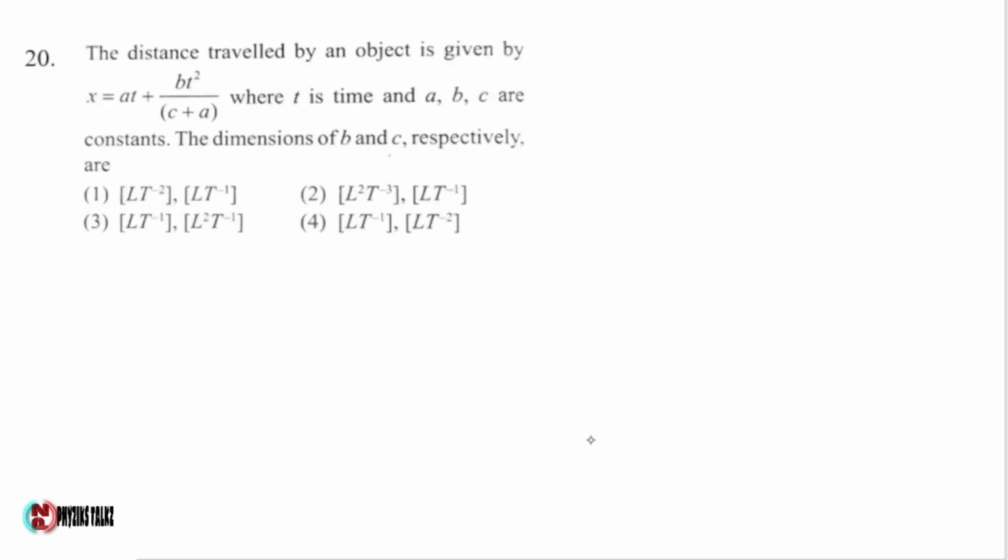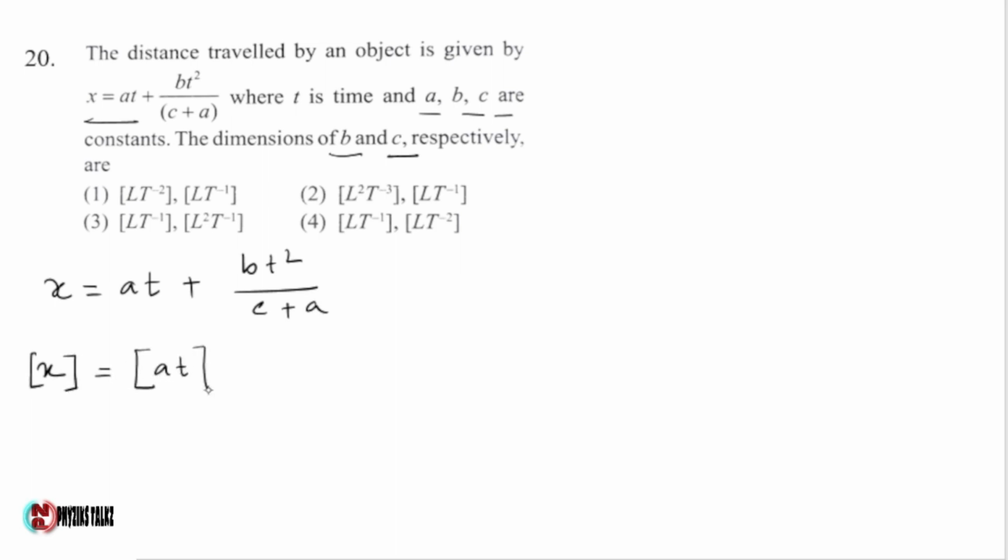Next question. The distance traveled by an object is given by this equation. We have to find the dimensional formula of B and C. Here A, B, C are all constants. Now the equation is written as x equals at plus bt square by c plus a. Now we have to write the dimensional formula of x is equal to the dimensional formula of at is equal to the dimensional formula of bt square by c plus a.